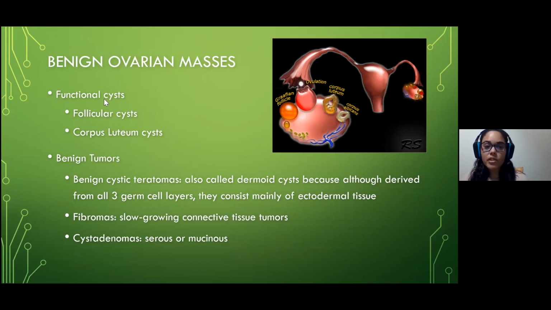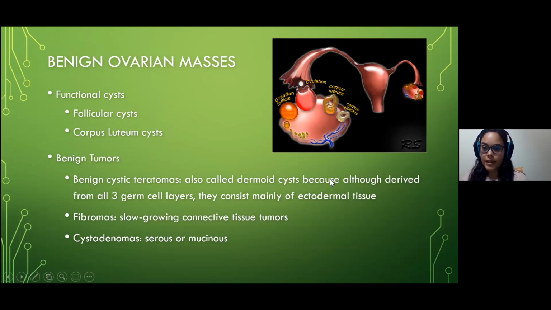You can have functional cysts, either follicular or corpus luteum, which is normal in a reproductive woman. At the time of ovulation, you can see these Graafian follicles or corpus luteum getting really big, and they may be painful at times, but they mostly resolve on their own. So treatment is just to observe them.